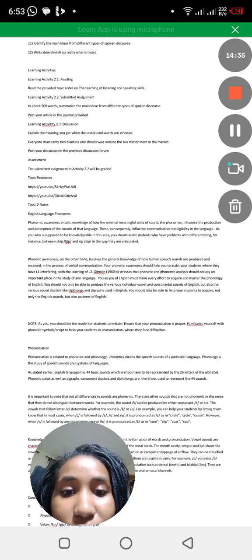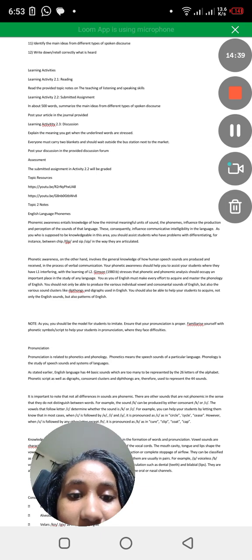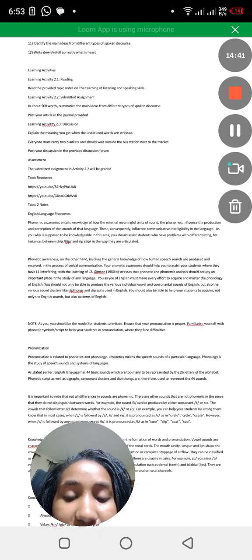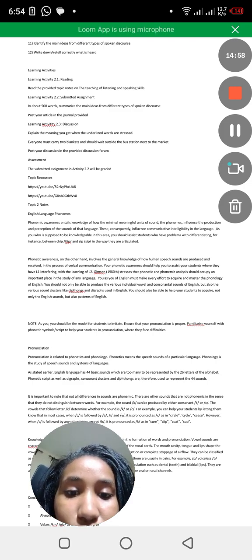Pronunciation is related to phonetics and phonology. Phonetics means the speech sounds of a particular language. Phonology is the study of speech sounds and systems of language. The English language has 44 basic sounds, which are too many to be represented by the 26 letters of the alphabet. Phonetic script, as well as digraphs, consonant clusters, and diphthongs, are therefore used to represent the 44 sounds.